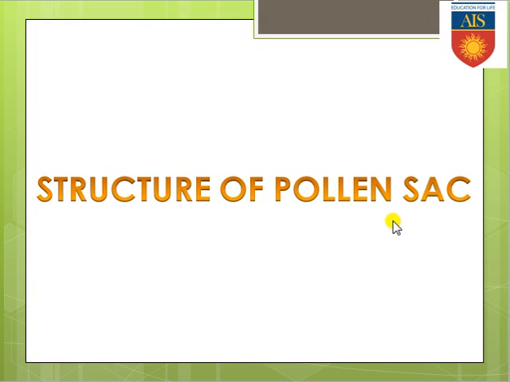So I think you have seen the previous videos, in which I have discussed the structure of the flower as well as the structure of the anther of this chapter. This is the second chapter, sexual reproduction in flowering plants. So I have started with that specific portion, the structure of flower and structure of anther. Today I am starting with the next portion, the structure of pollen sac.